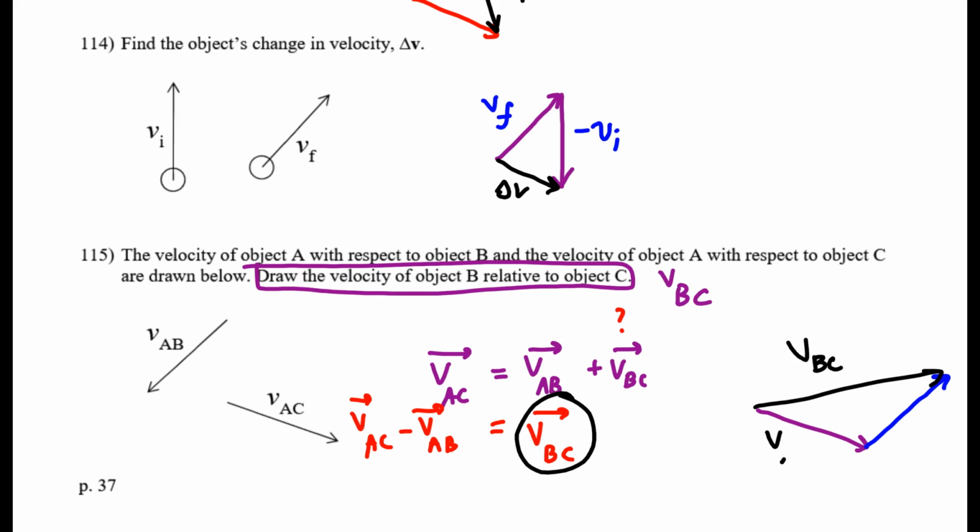So again, here's what we did. We took VAC, we added with it negative VAB to get BC. All right, that's how we do vector subtraction. Thanks for watching.